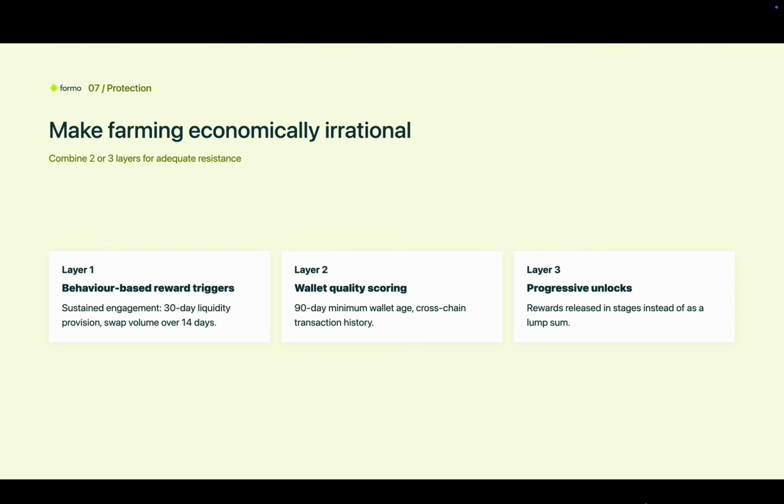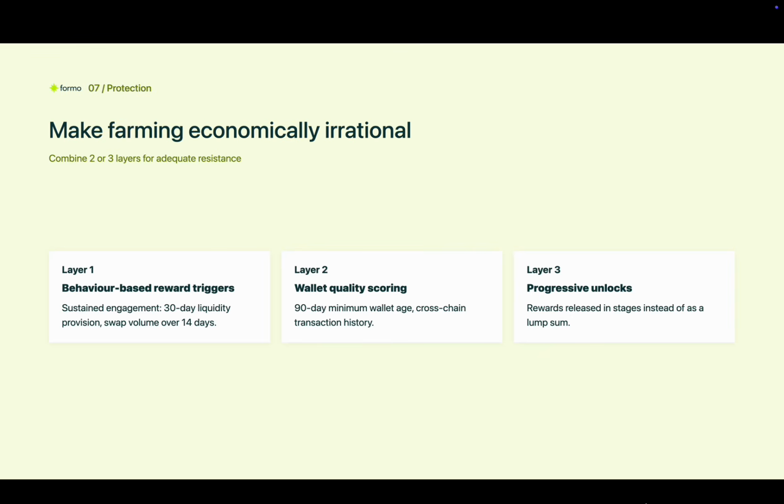The first is behavior-based reward triggers. Instead of rewarding a single transaction, require sustained activity, such as maintaining liquidity for 30 days or reaching a certain swap volume over multiple weeks. The second is wallet quality scoring. Look at wallet age, cross-chain history, transaction behavior, and other verifiable signals. The guide highlights that 97.4% of confirmed Sybil wallets in the cited study had life cycles under 1 year, making wallet age a useful signal.